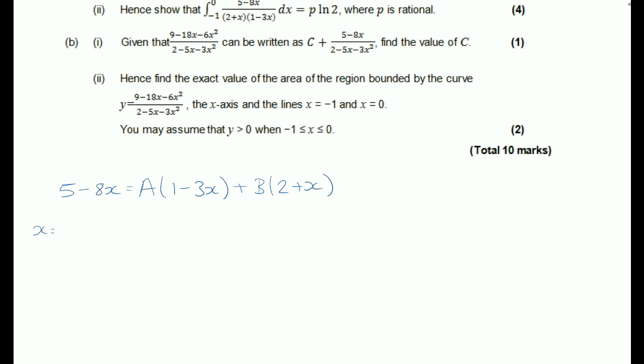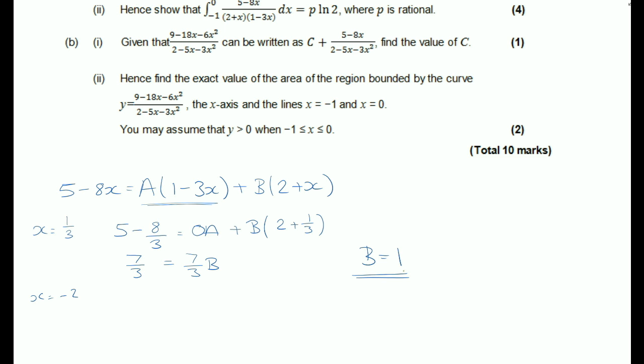So our x values are going to be positive a third, because that's going to make that bracket 0, or the other x value is going to be minus 2. If I'm putting positive a third in here, I'm getting 5 minus 8 thirds equals, this a bracket goes to 0, so no a's, and my b bracket, so plus b, 2 plus a third. Now you've got calculators, we can very quickly do this on a calculator. So 5 minus 8 thirds is 7 thirds, and that is equal to 2 plus a third, which is also 7 thirds b. So that gives me the value that b is equal to 1.